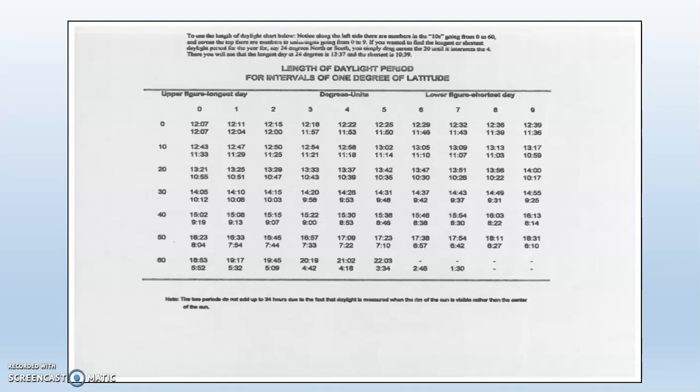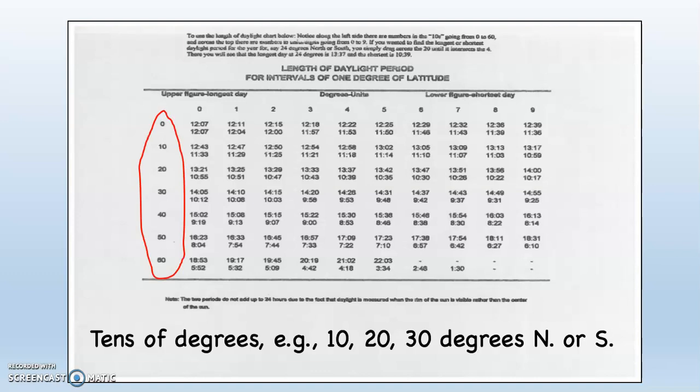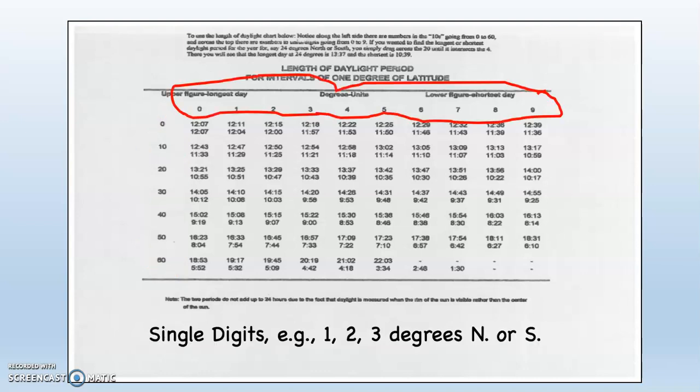It's actually very easy. On the left-hand side, you can see we have tens of degrees. For example, 0, 10, 20, 30 degrees north or south. It doesn't matter which hemisphere it's in. Can you see that? Now look across the top. We have degrees in single digits. So 0, 1, 2, 3, 4, 5, and so on.